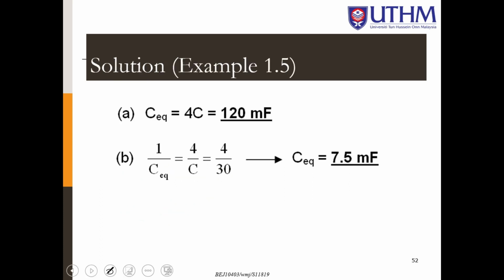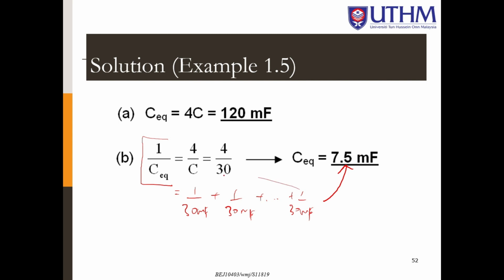For the capacitors in series, you use the equation 1 over C equivalent equals 1 over 30 millifarad plus 1 over 30 millifarad and so on up to 4. If you simplify this, you get C equivalent equals 7.5 millifarad. This is quite a straightforward question.